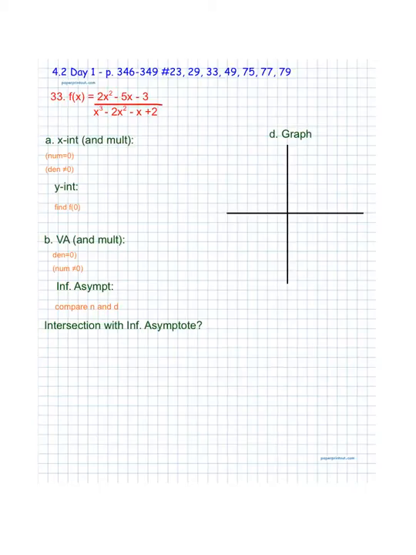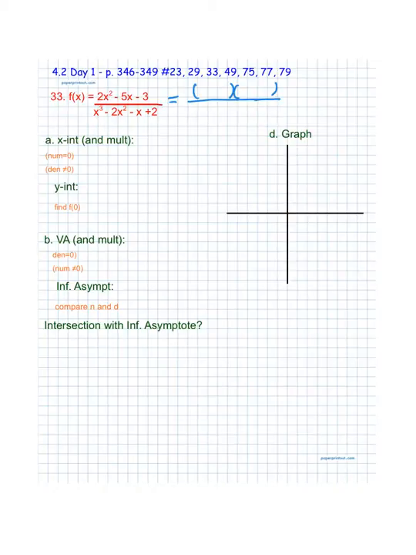This is the solution to number 33 from homework 4.2 day 1. In trying to graph this rational function, the first thing in our analysis is we need to factor the numerator and the denominator. The numerator you can factor using AC.